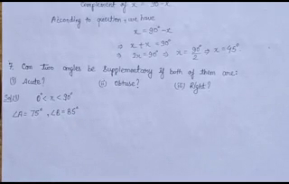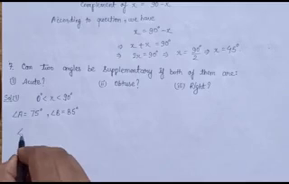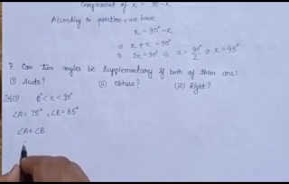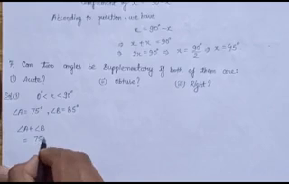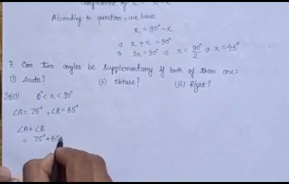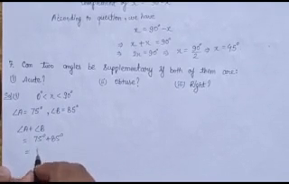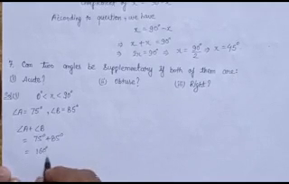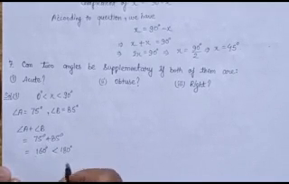So let us take two acute angles between 0 and 90 degree. Suppose we have angle A equals 75 degree, which is an acute angle, and angle B equals 85 degree, which is again an acute angle. Now let us sum these two angles. So angle A plus angle B is equals to 75 degree plus 85 degree, which comes out to be 160 degree.